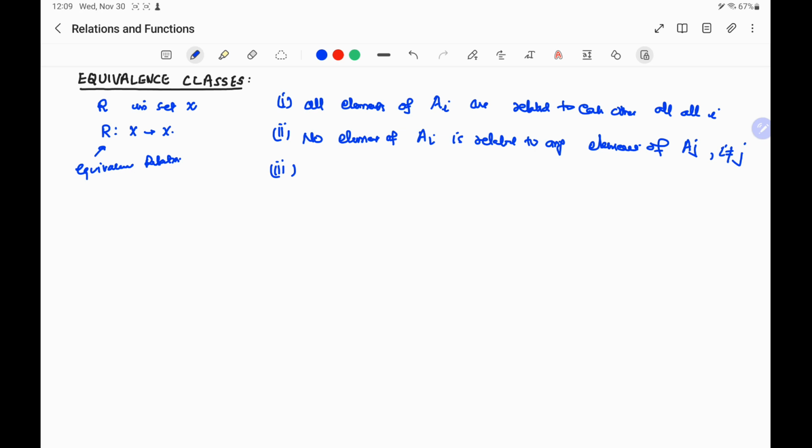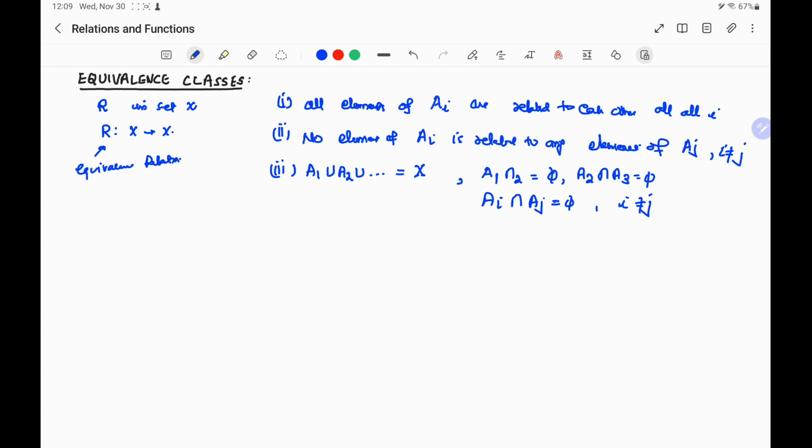And third one is that if we take the union of all the partitions, that means A1 union A2 union and so on, it will give the original set X. And if we take the intersection of these two sets, say A1 intersection A2, it will give phi. Similarly, A2 intersection A3 also gives phi. In general, we can write Ai intersection Aj is equal to phi, where i is not equal to j.